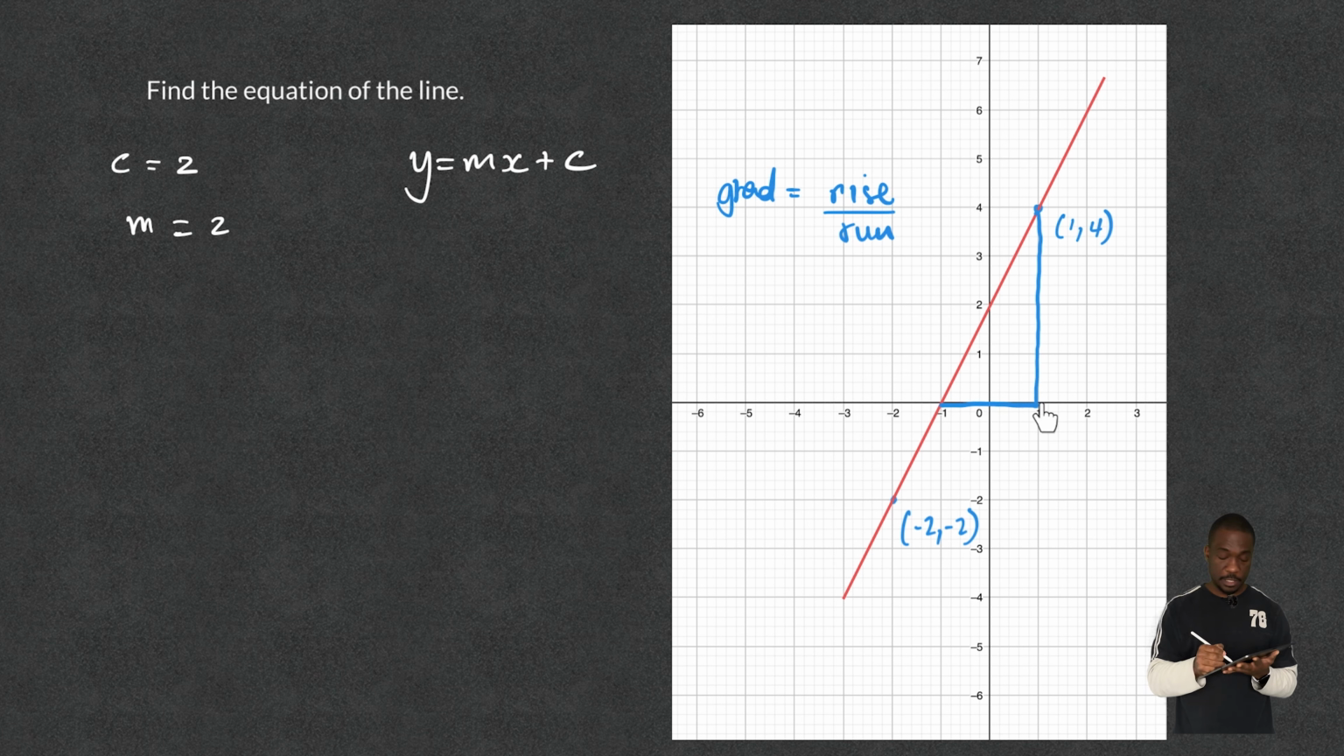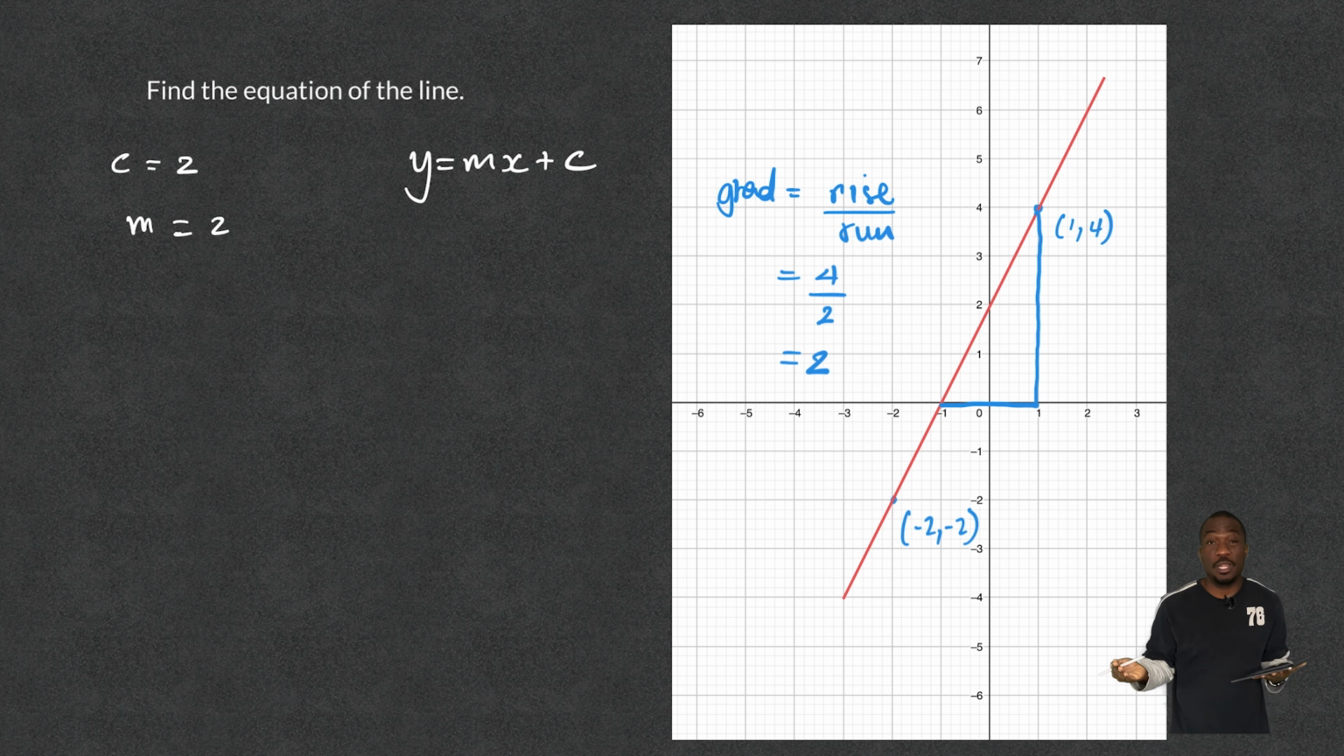So I can see here, this is my rise, and it looks like it started at 0 and went all the way up to 4, because this is 0 here. So my rise is 4. And then my run, it started on -1, ended on +1. So my run is 2. And 4 divided by 2 is 2. So there we go. We got the same gradient there.